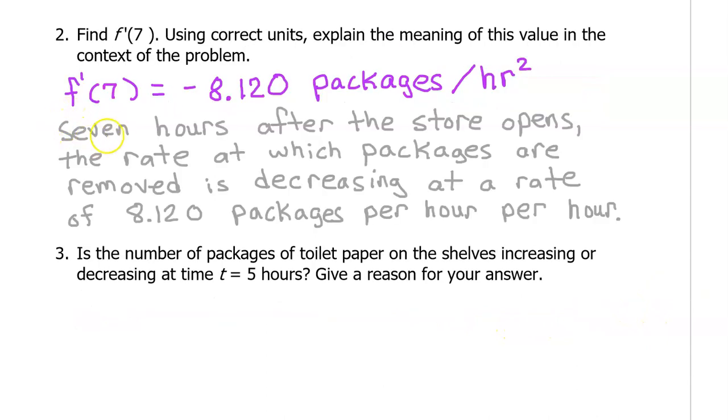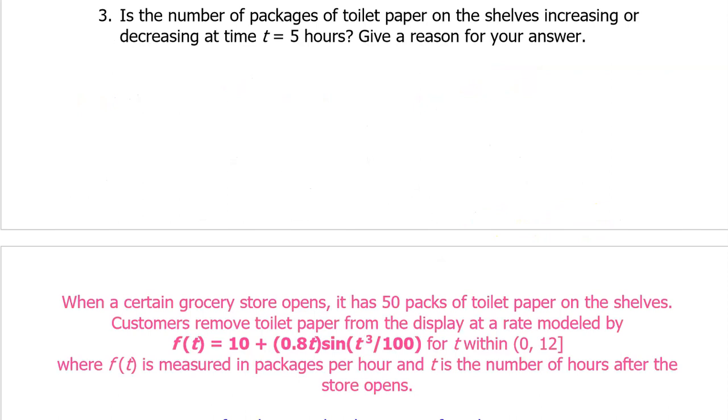In context, this means that 7 hours after the store opens, the rate at which packages are removed is decreasing at a rate of 8.120 packages per hour per hour. Number 3, is the number of packages of toilet paper on the shelves increasing or decreasing at time t equals 5 hours? Give a reason for your answer.